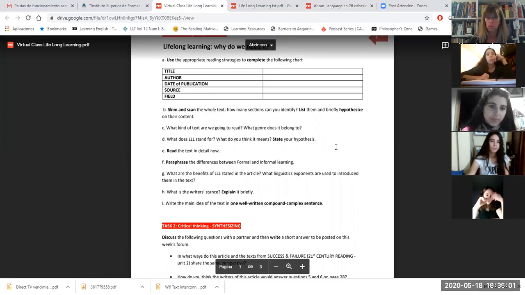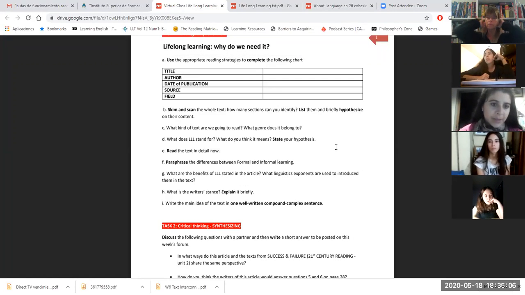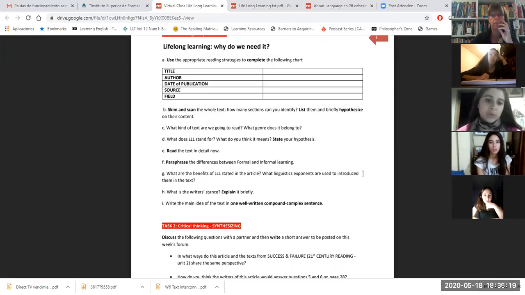Maria, tell me about the linguistic exponents. Right, because I looked for it on the internet, and I found that they were the words we use to introduce. So I put "as" or "powerful benefits as the following," and "for the next, as the following." Okay, it's very repetitive. Very good. Thank you, Maria.